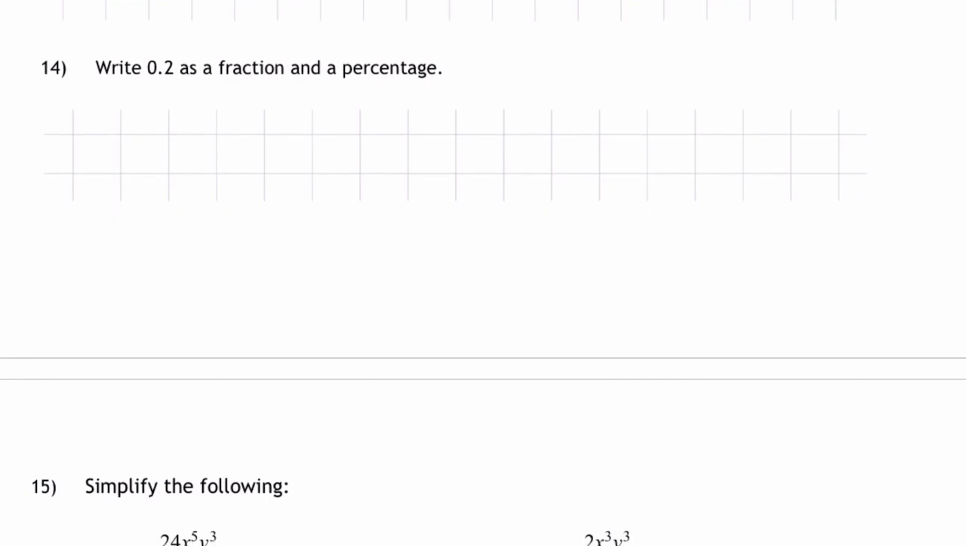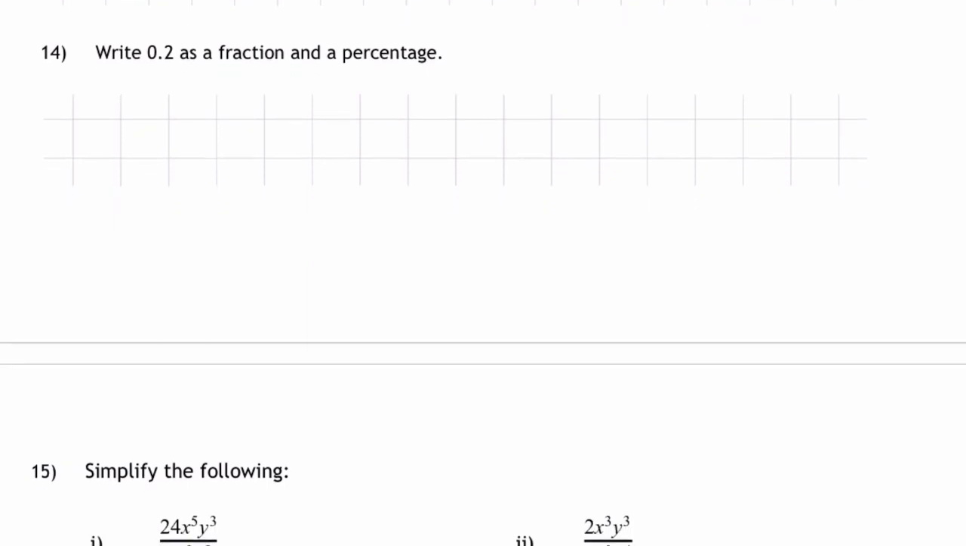On to question 14. We've got to write 0.2 as a fraction. Well, 0.2 is 2/10. Now we can actually simplify that to 1/5. And then we start with that 2/10 again. 2/10 is the same as 20/100, and obviously that is 20%.